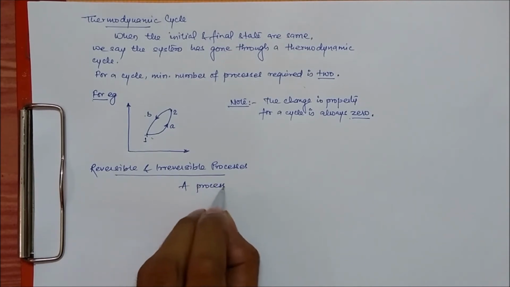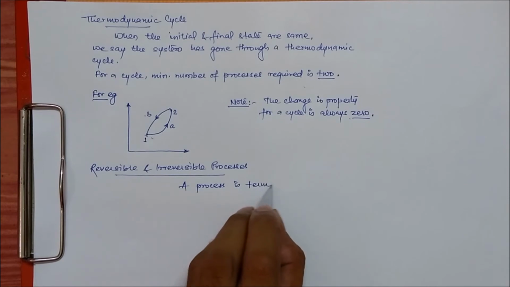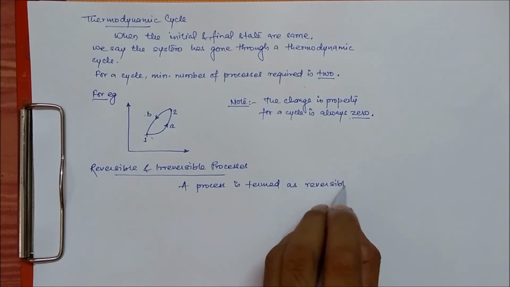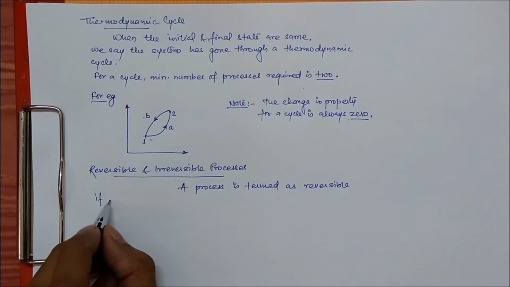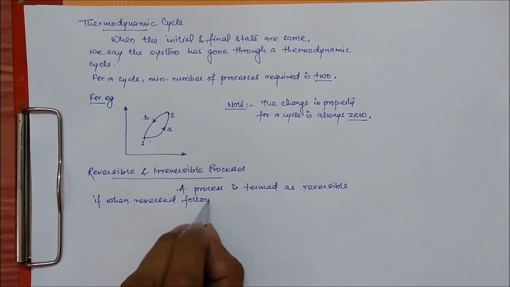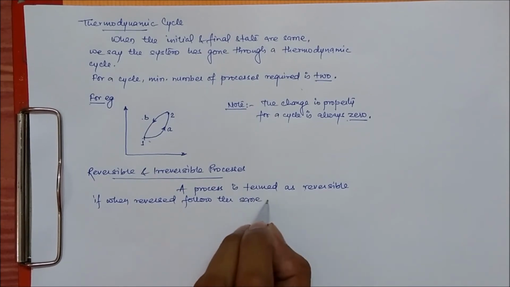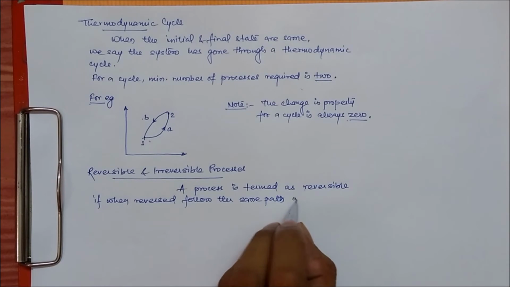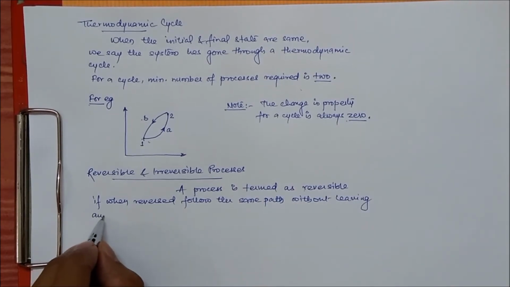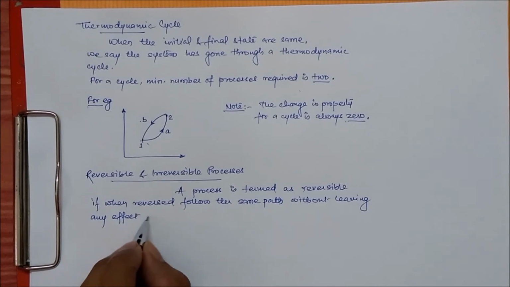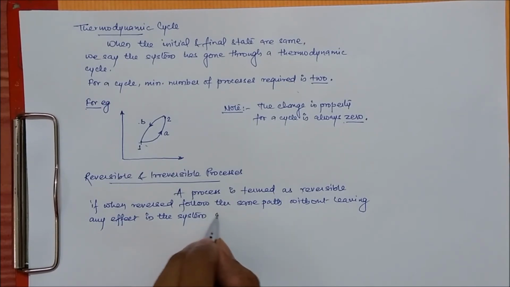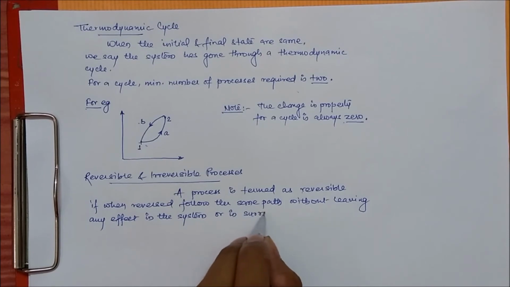A process is termed as reversible if, when reversed, it follows the same path without leaving any effect in the system or in the surrounding.